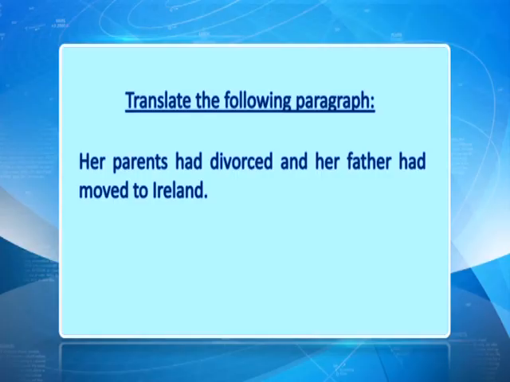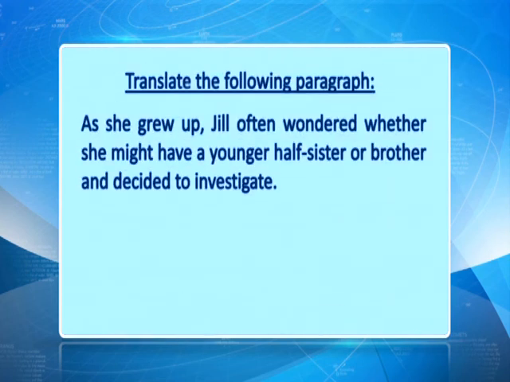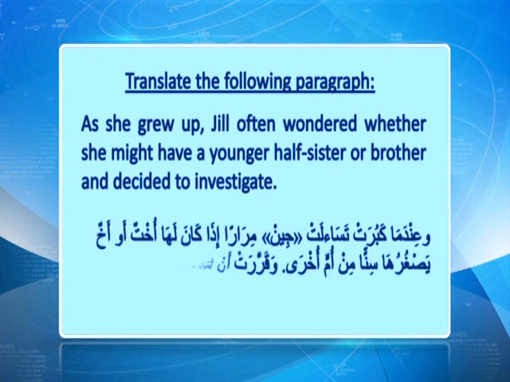Now, second sentence, her parents had divorced and her father had moved to Ireland. Okay, very easy, very straightforward sentence, and it translates like so. انفصل والداها وانتقل والدها إثر ذلك للعيش في أيرلندا. Next sentence. As she grew up, Jill often wondered whether she might have a younger half-sister or brother and decided to investigate. وعندما كبرت تساءلت جيل مرارا إذا كان لها أخت أو أخ يصغرها سنا من أم أخرى وقررت أن تبدأ بالبحث.